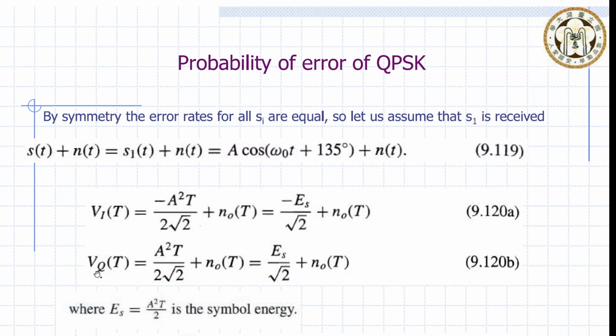Similarly, VQ of t, the received one, is A squared T by 2 root 2 plus n0 of t. To obtain this, you have to multiply this signal with sin omega 0 t and take the integral from 0 to capital T, then you will get A squared capital T by 2 root 2 plus n0 of t. So these two are the received vectors for I channel and Q channel respectively. Es equal to A squared T by 2 is the symbol energy.